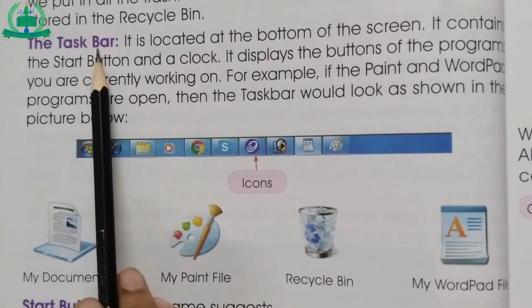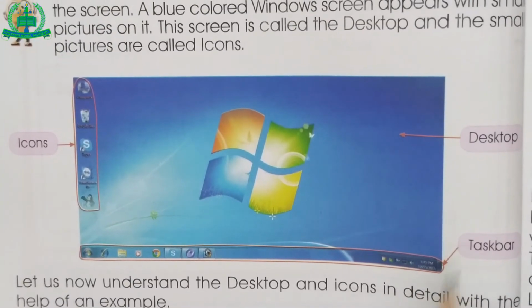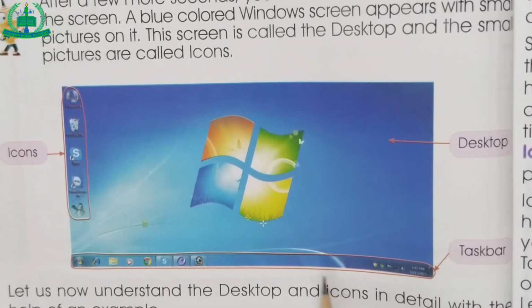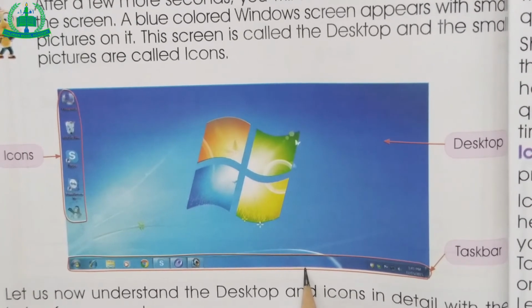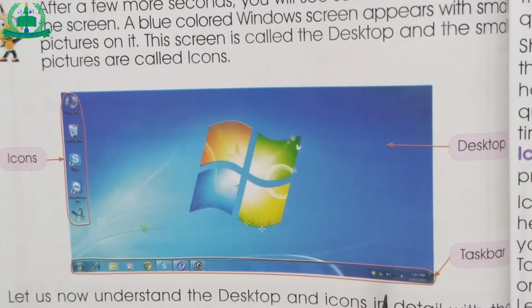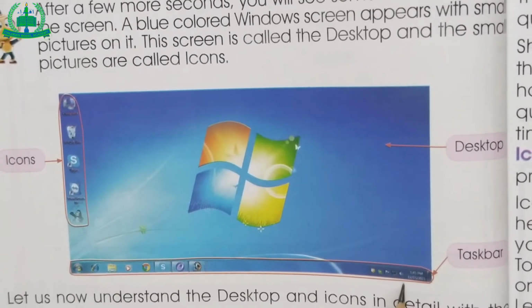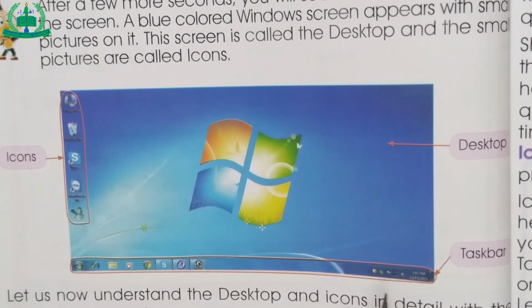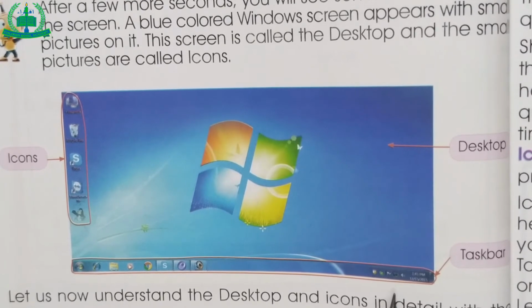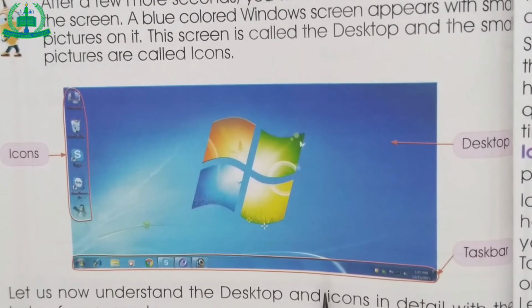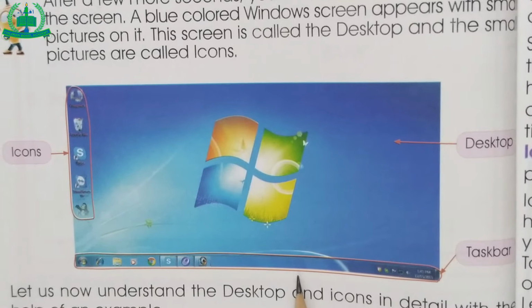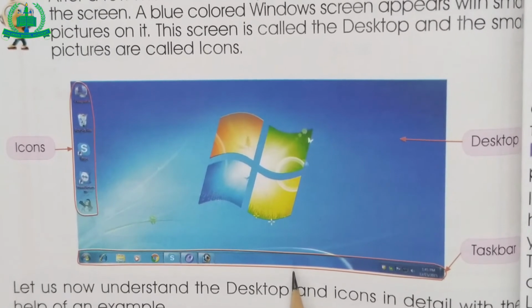The taskbar. It is located at the bottom of the screen. It contains the start button and a clock. It displays the buttons of the program you are currently working on. For example, if the Paint and WordPad programs are open, then the taskbar would look as shown in the picture below.